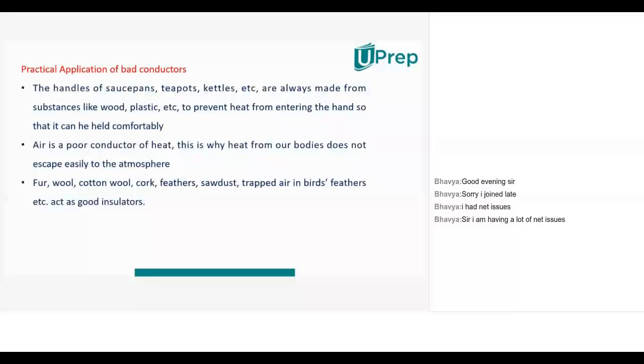And remember, to have conduction, is a material required or not? Is a medium required or not? Yes, sir. Medium is required. Without a medium, conduction will not take place. Okay. So conduction preferably takes place in solid substances, as I already told you, right? So this is about conduction.